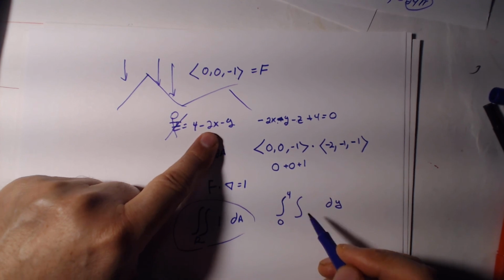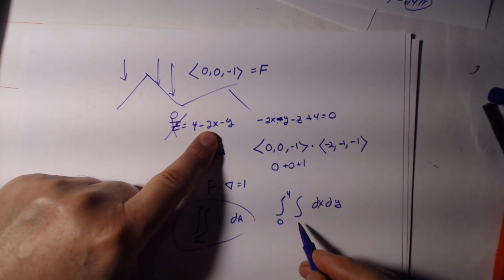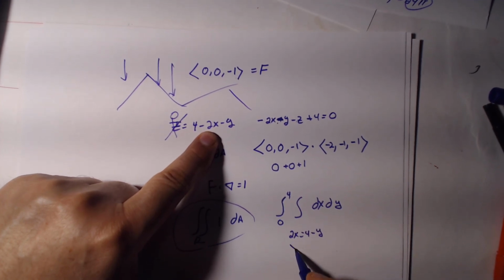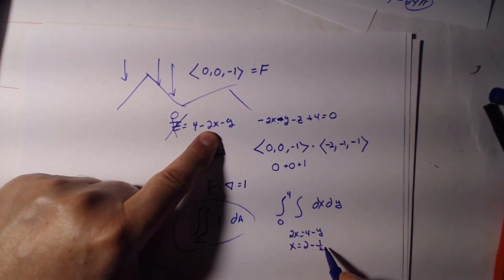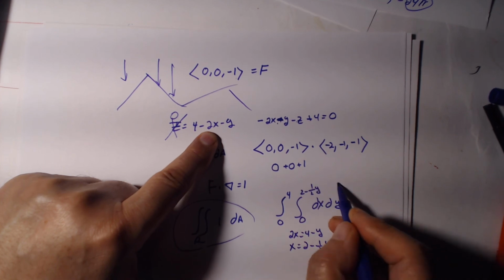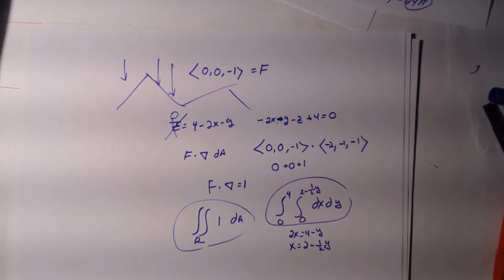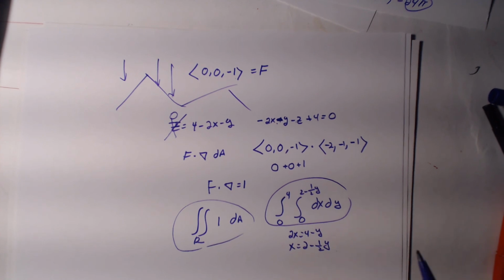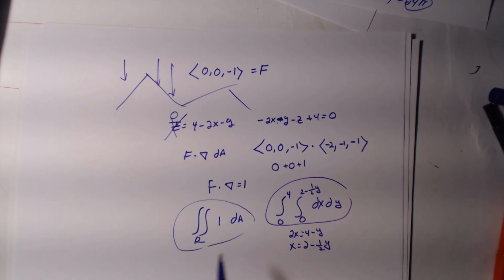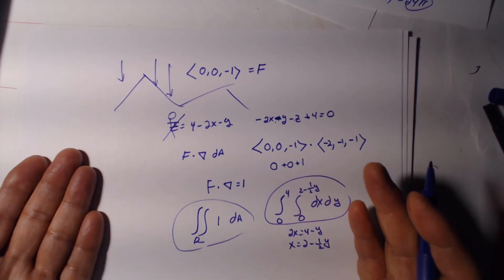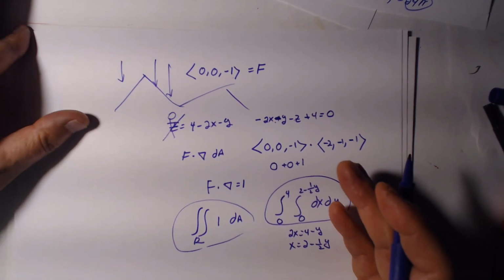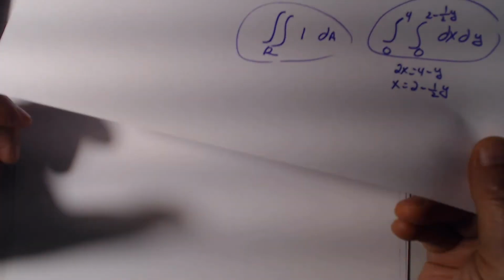And if I solve for my x, my 2x is equal to 4 minus y, and my x is 2 minus half a y. And my x goes from 0 to 2 minus half a y, and that's not a big problem that you cannot solve. Therefore, that's another thing that you can use in order to solve the surface integral when you do have a vector field.